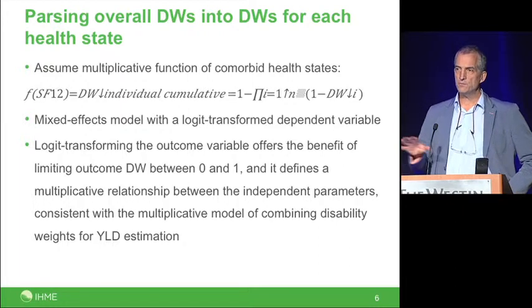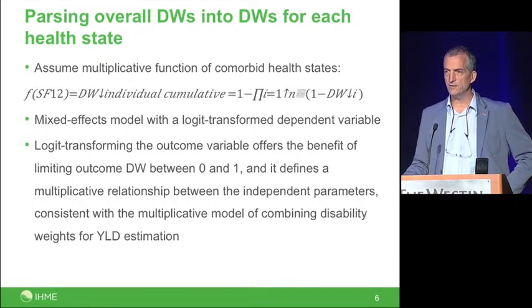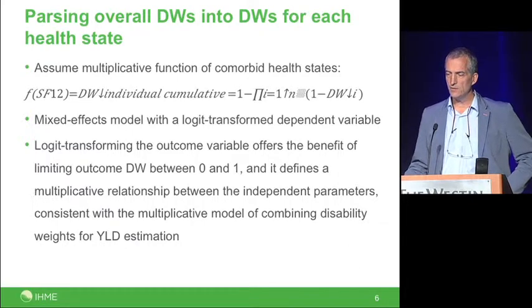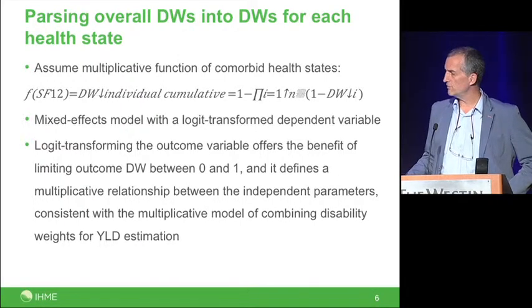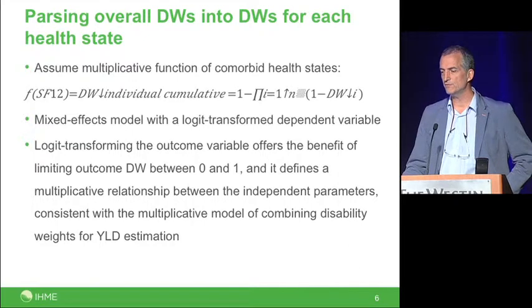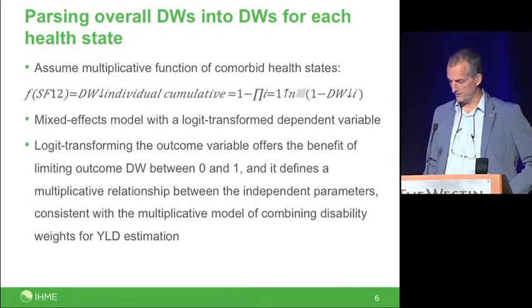Once we had a method to translate SF12 scores for individuals into a disability weight for each individual in those surveys, we then looked at a way of parsing out the combined disability weight to what the disability weights were for each of the contributing comorbid health states. And we used a similar multiplicative function for that, and then used a mixed effects model with a logit transformation of the dependent variable. And the logit transformation has a nice property that you never go beyond 0 or 1, and it also implicitly defines a multiplicative relationship between the independent parameters, and that is consistent with our multiplicative model.